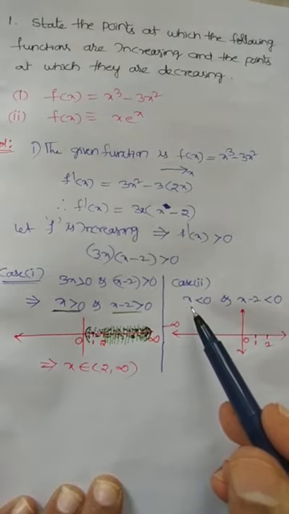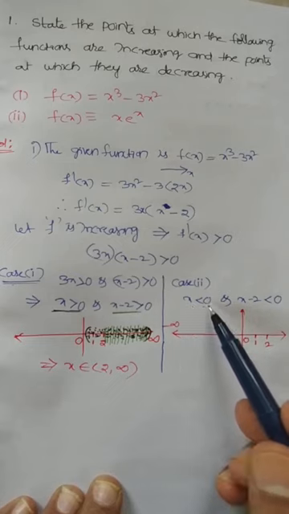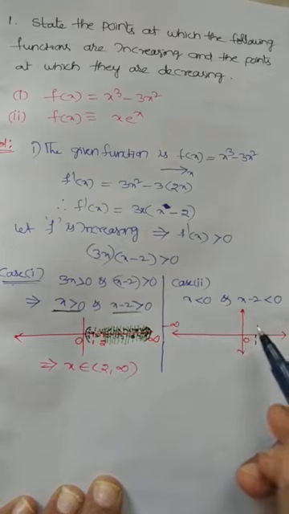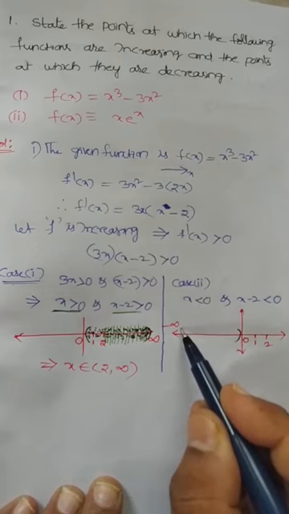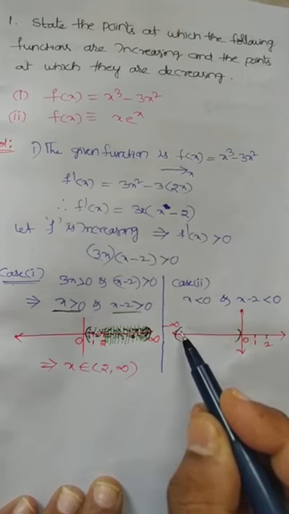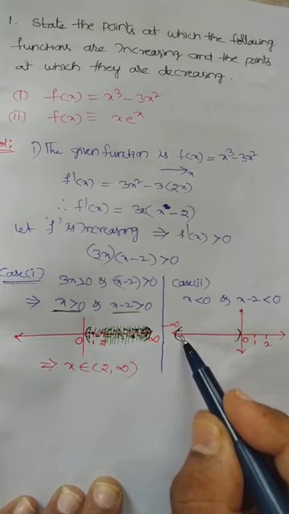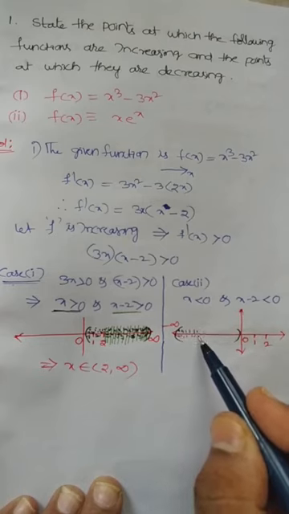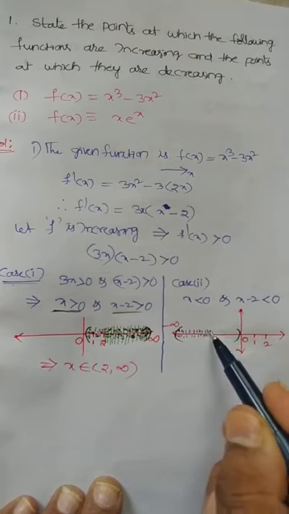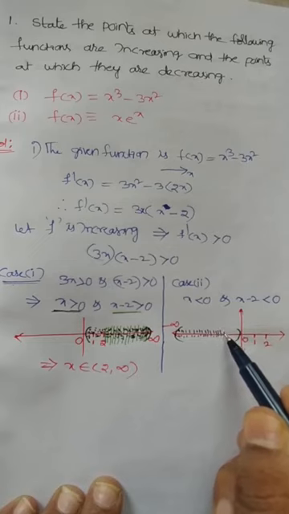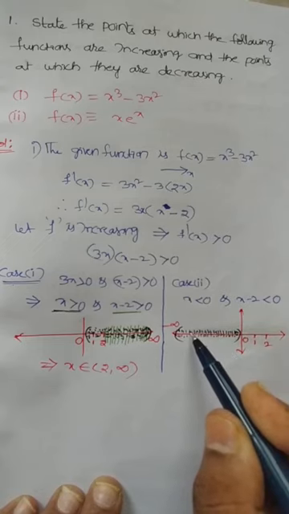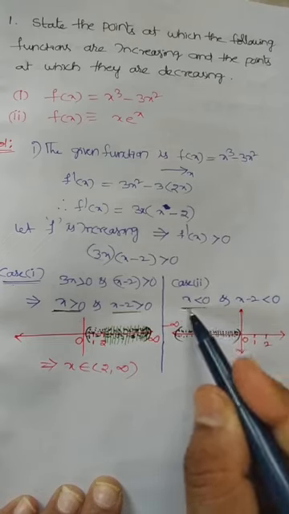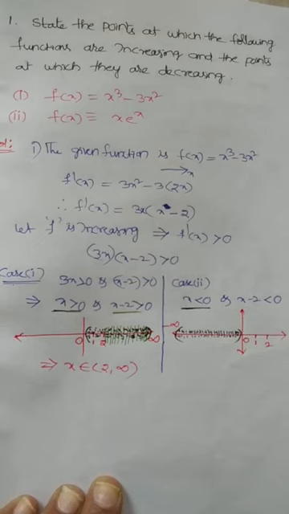Now we will observe this condition. x is less than 0 means what? All the negative values, from 0 to minus infinity. So these dotted black lines show all the negative values, isn't it? Right. So this is the case x is less than 0.